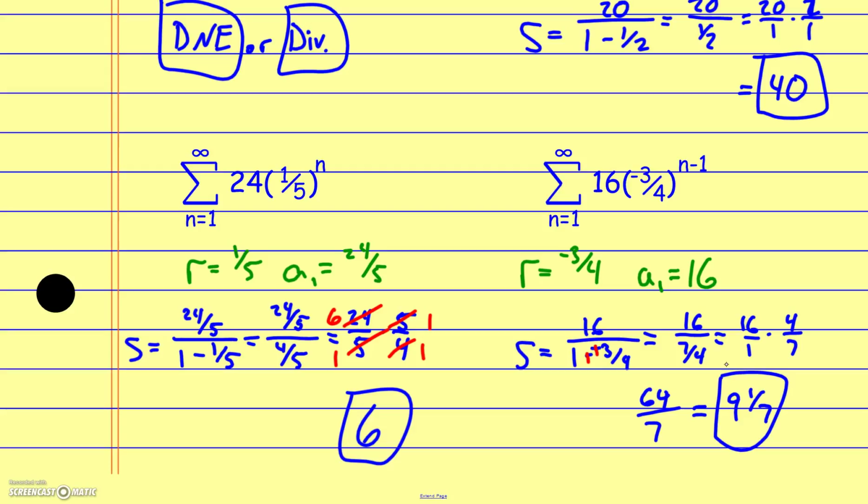All right. So again, when you're looking at these things, check the R value to see if it's between -1 and +1. If it is, it converges. You can use your formula. If it's not, it diverges. So the sum does not exist.